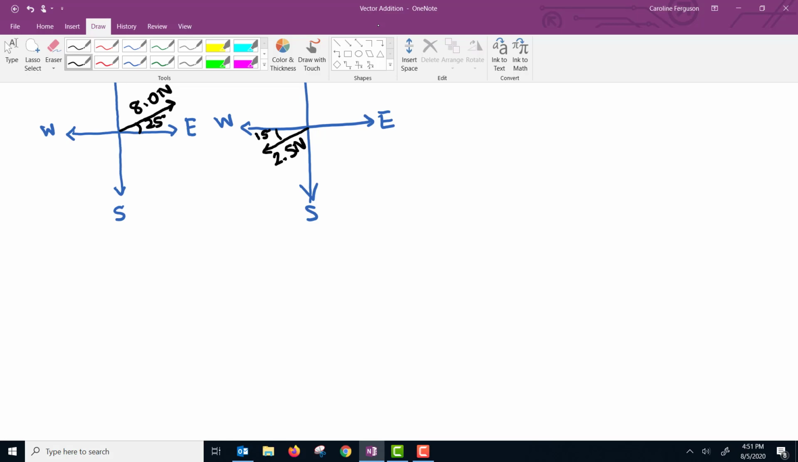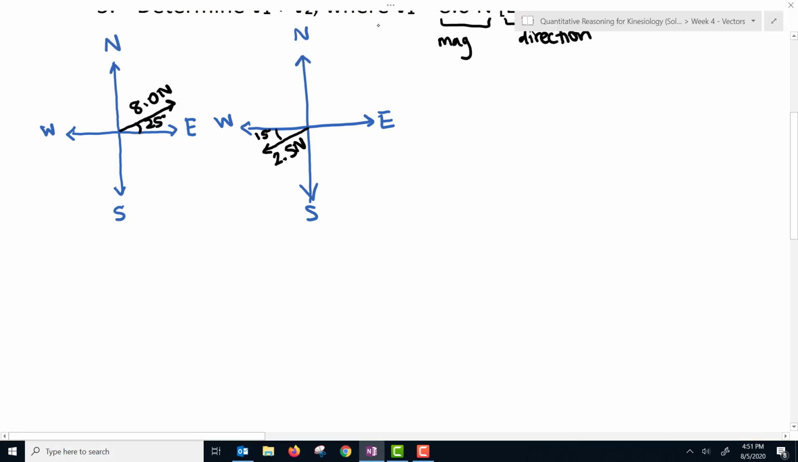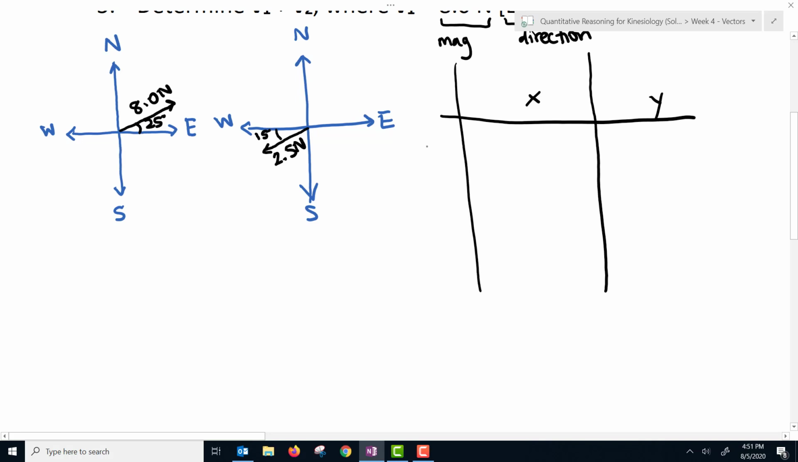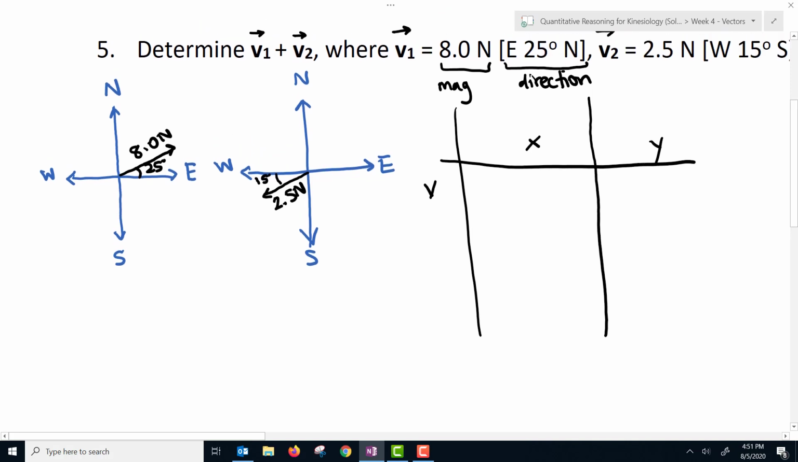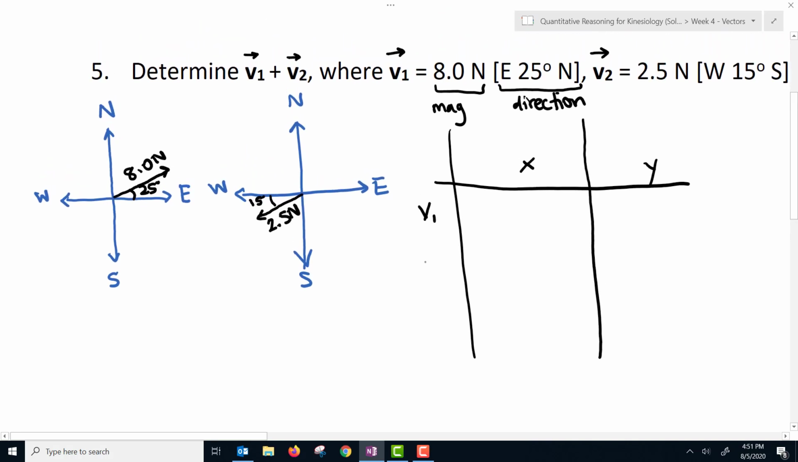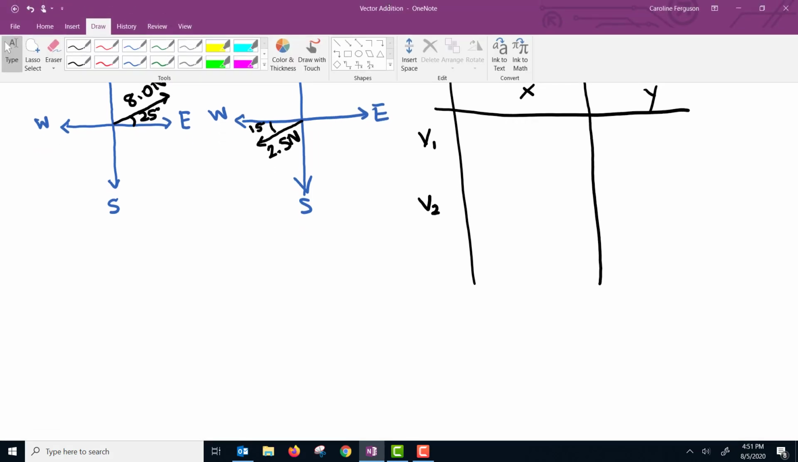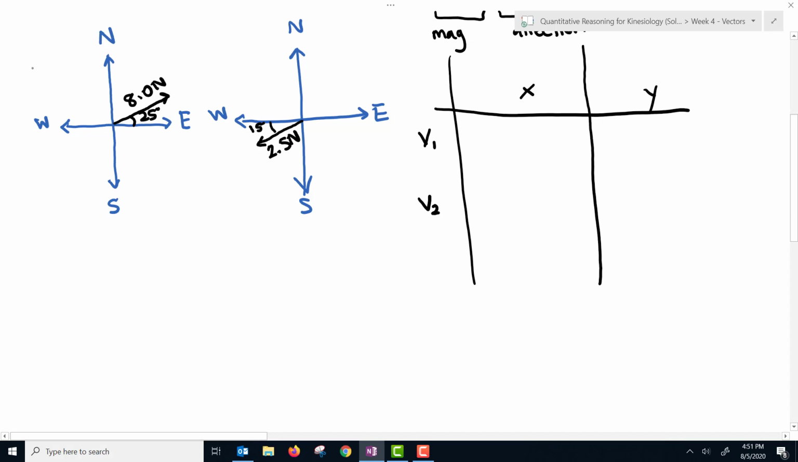The first thing that we're going to do is draw a table, and in the table we're going to find the x and the y components of each of the vectors. Our table is going to have x and y, and on the side, we have two different vectors. We have v1, and we have v2. Now we need to find the x and the y components of each of those vectors. So let's start with v1.